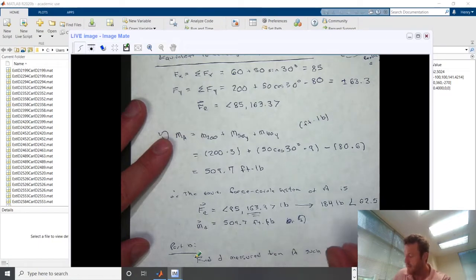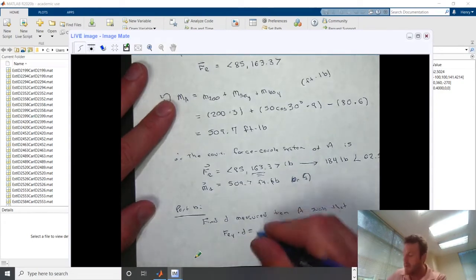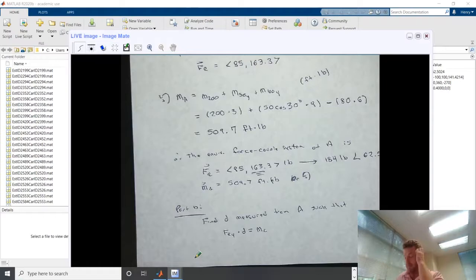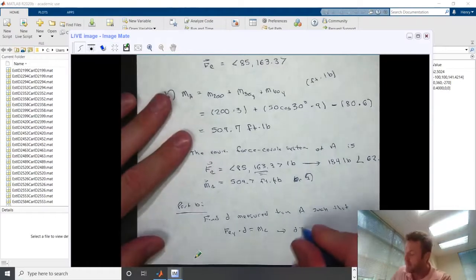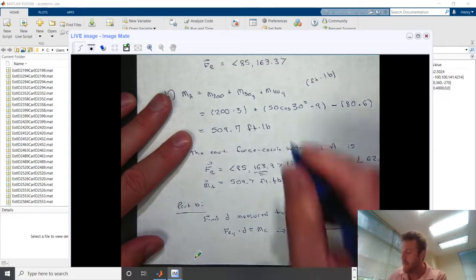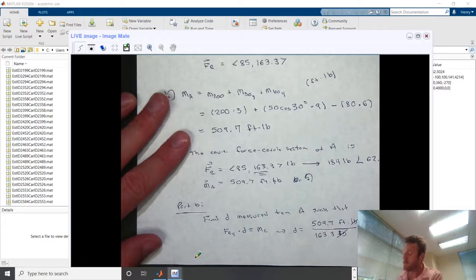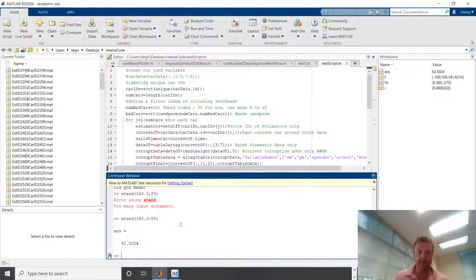such that the y component of the resultant force times D equals the magnitude of that couple that we just computed. So in this case, D will be nothing more than the magnitude of the couple, which is 509.7 foot-pounds, divided by the y component of that force, which we determined to be 163.3 pounds. So the units of pounds will cancel. And if I take 509.7 divided by 163.3, I would get 3.12.